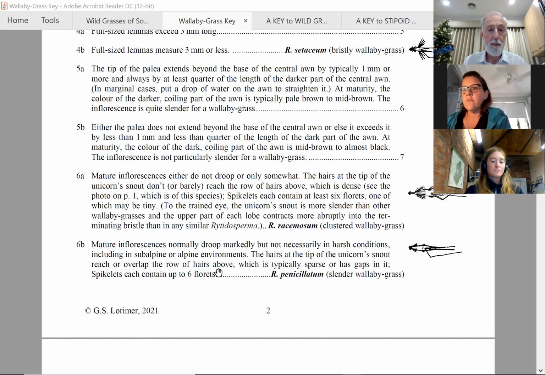spikelets each contain up to 6 florets. So if you only found 6, that would be consistent with either of these species. Some people were finding 8. That would only be consistent with racemosum. We have Rytidosperma racemosum, or clustered wallaby grass, or one of my past students decided should be called nature strip grass, because it's just so common that around Melbourne you can see it in numerous nature strips. It's very common on nature strips.